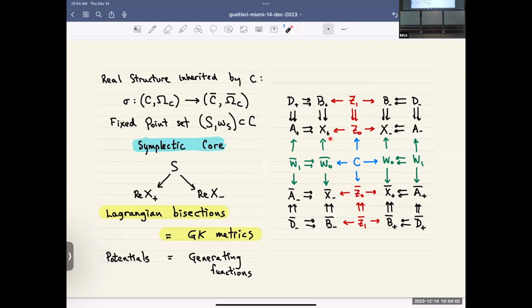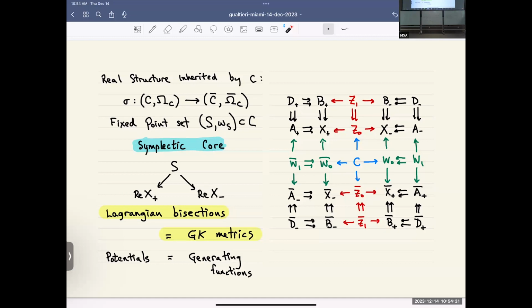And similarly, it maps to X plus, and it maps to X plus bar. And that means that actually these two maps are the same. These diagrams commute in a certain way. And so what that means is that this symplectic core has two maps to the original two complex, sorry, I'm getting too excited. It has two maps to the real parts of these two complex manifolds.